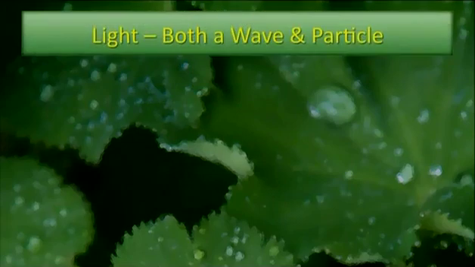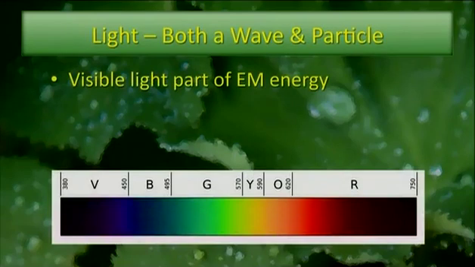Now light. Light is both a wave and a particle. 40% of radiant energy is actually visible light that we can see. Visible light is a part of the electromagnetic spectrum. The lowest energy part of the electromagnetic spectrum are radio waves. The highest energy part are gamma rays. Of course we can't see either of those. Gamma rays are very damaging.